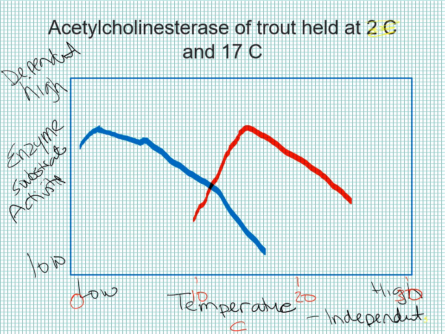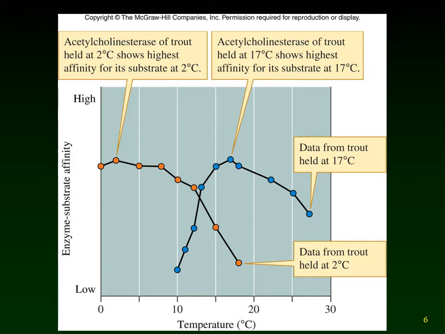So we have 2 different forms. We have the form that is peaking at 2 degrees Celsius, and we have the second form that is peaking at 17 degrees Celsius. So we have two curves for this. And that's the picture from your book, which is much better than the one that I drew. But you should be able to reproduce something like this on an exam question.